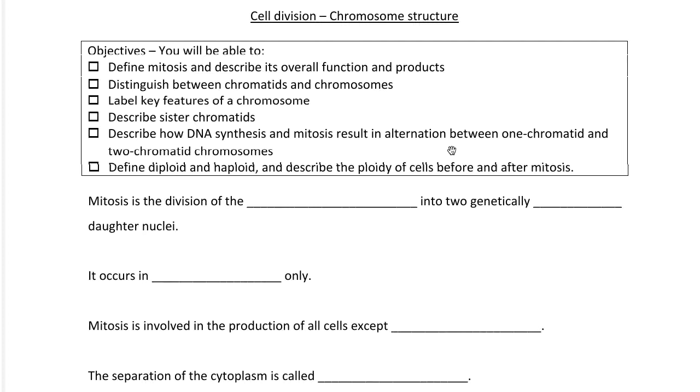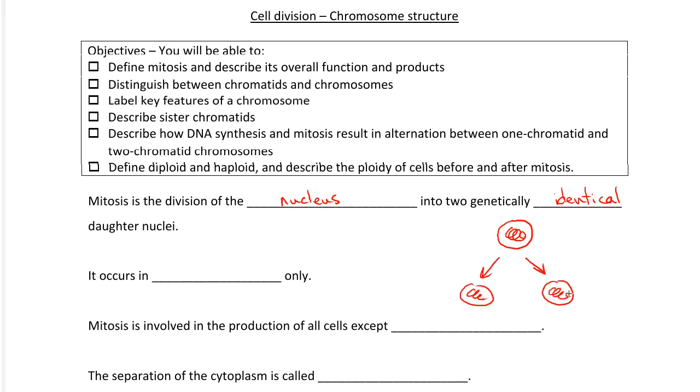This lesson is on chromosome structure and will serve as an introduction to mitosis, which we'll cover in an upcoming lesson. Here are your objectives. So first, mitosis is the division of the nucleus into two genetically identical daughter nuclei. It's not the division of the whole cell, and that's often a mistake that people make, but it's the division of a nucleus into two genetically identical daughter nuclei.